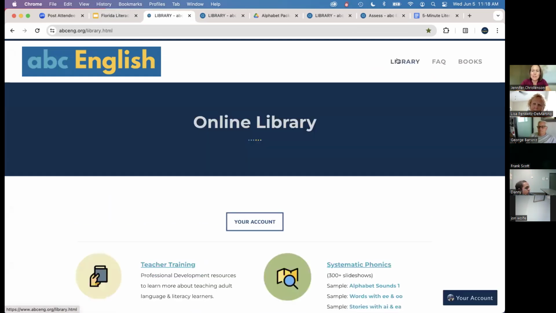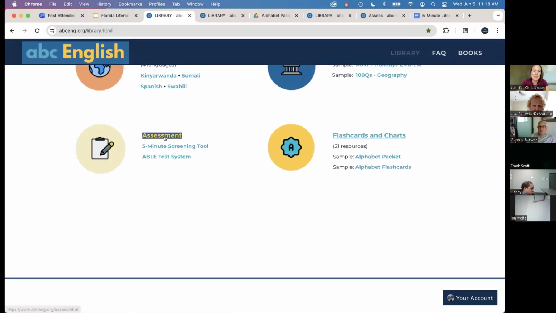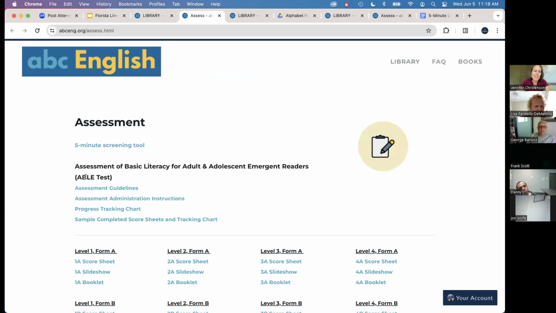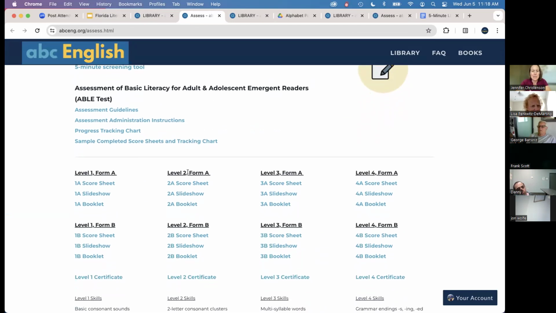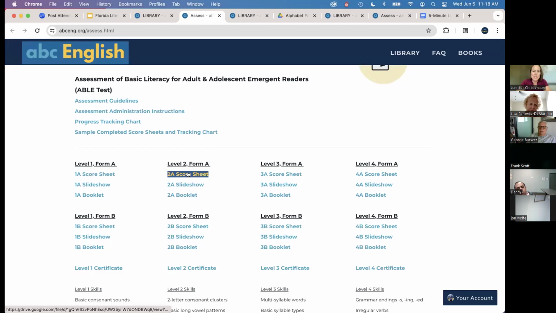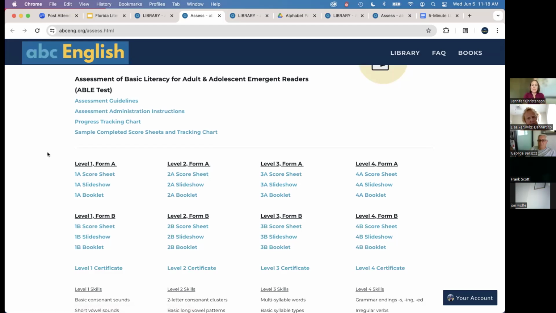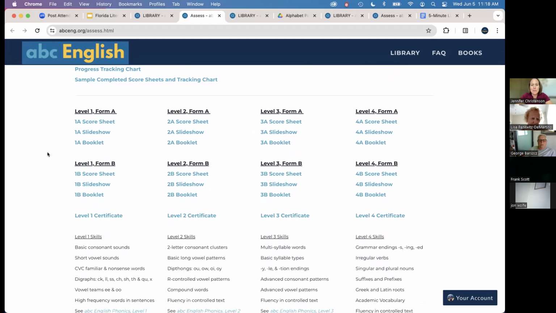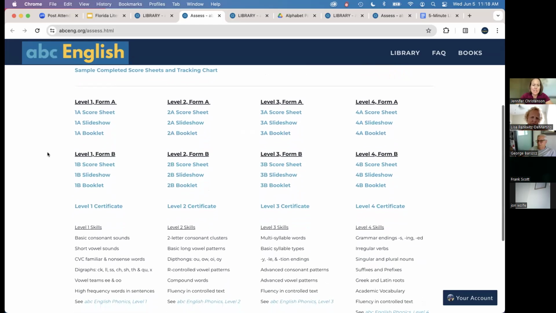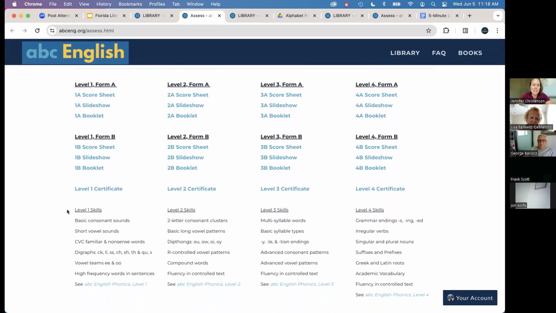Once again, if you go to the library tab, come down here to assessment, you'll see right here the ABLE test. ABLE stands for Assessment of Basic Literacy for Adult and Adolescent Emergent Readers. So this is an assessment system designed specifically for adult English learners or adult emergent readers. It's meant to be used with students who don't have a lot of formal education in their home country. And it'll help you understand what a student already knows or doesn't yet know about basic foundational literacy skills.